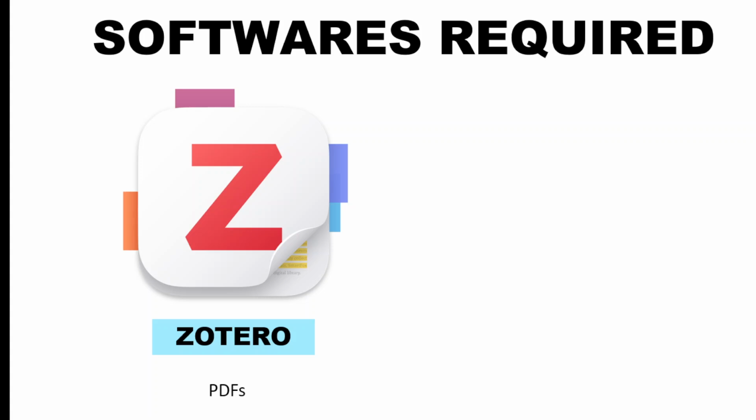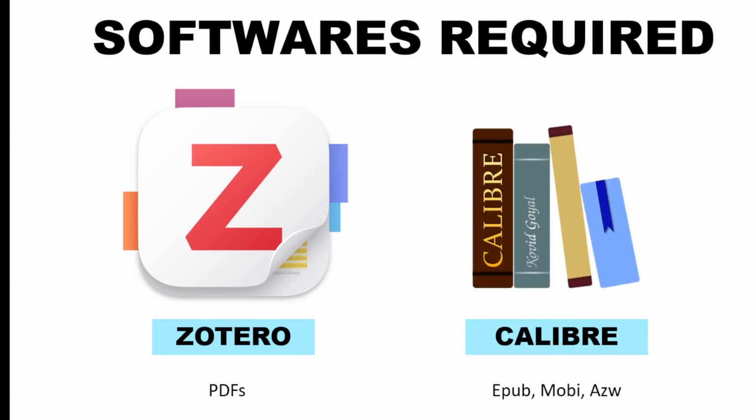So before you start, you need a particular form of software. Number one is Zotero. We use it mostly for annotations of PDF. And the second one is Calibre for reading EPUB or MOBI or AZW. Obviously, I do most of my reading digitally. I hope you do so as well. Otherwise, this technique is also applicable to physical copies.